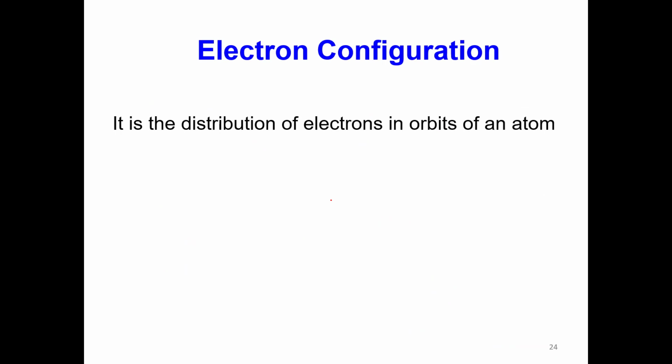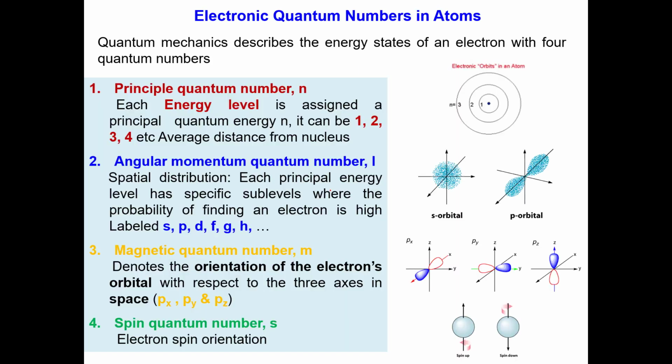The next thing we want to discuss is the electron configuration. Now we know the electrons can be distributed in orbits. Then now we want to study how the electrons are distributed in the orbits of an atom, and how we can distribute these electrons in the orbits. This is what we want to study in the next slide.